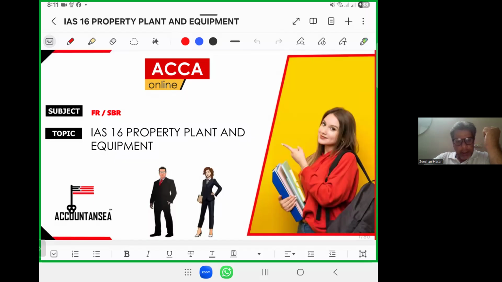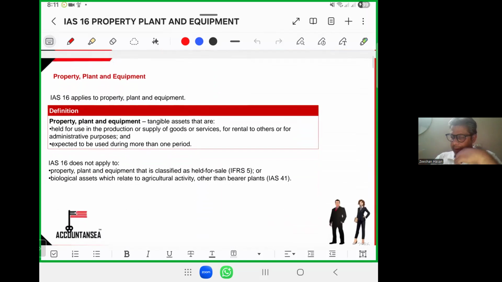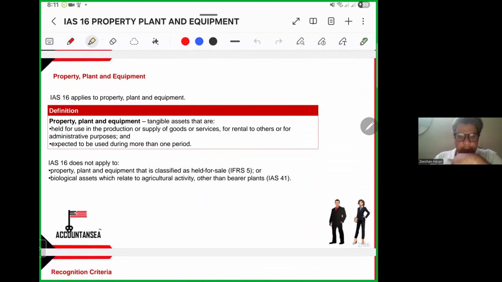Everybody. So let's start with IAS 16 Property, Plant, and Equipment. Firstly, we all need to know what property, plant, and equipment is. IAS 16 applies to all property, plant, and equipment. What comes under the heading of property, plant, and equipment?